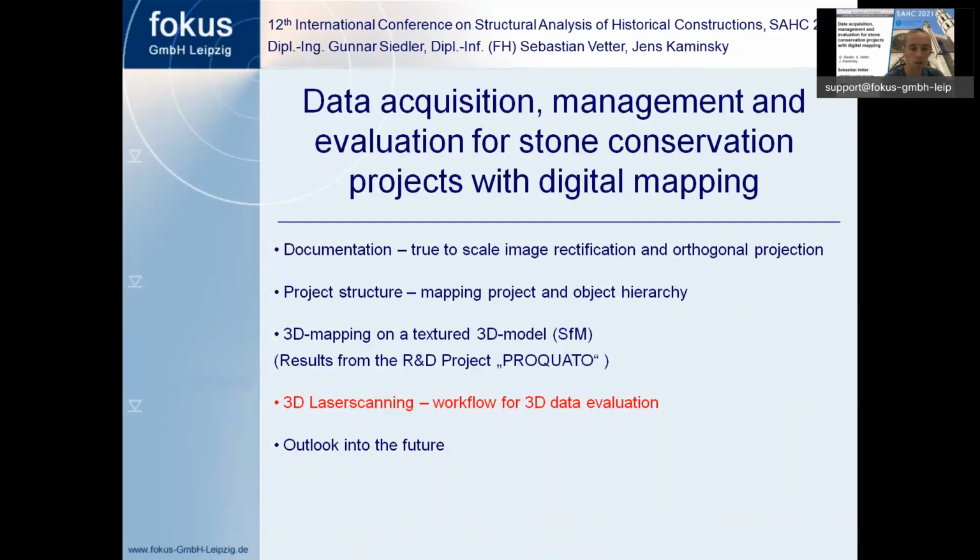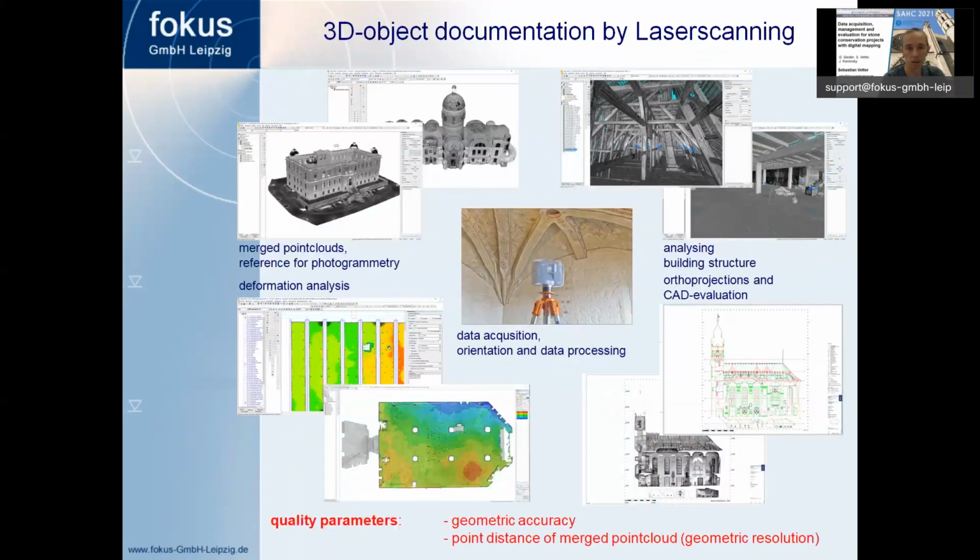And the next thing I will talk about are new features that will come with the new version next year. And that is the 3D object documentation on the basis of laser scanning. And in this field, you need to consider two quality parameters. At first, the geometric accuracy, and second, the point distance of the merged point clouds.